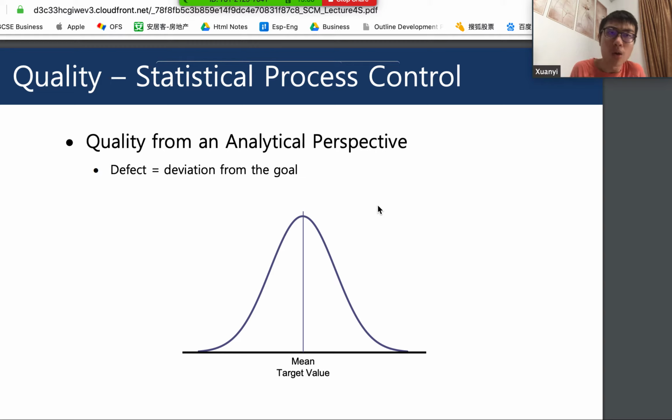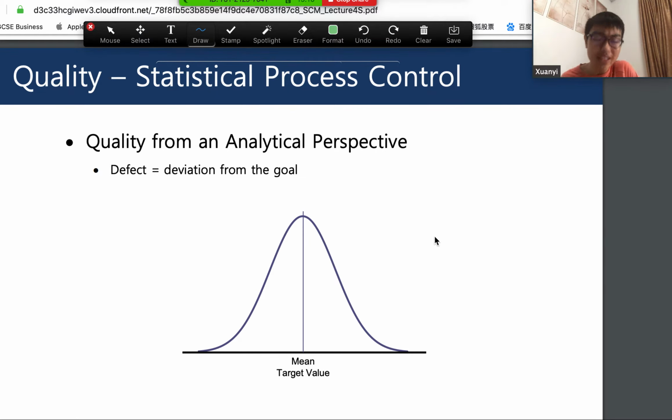Now let's briefly talk about statistical process control. We are not trying to get too technical right here, but we're trying to get the logic going. So before, what we have to understand is that we always have a mean, which is a goal that we want to achieve. So mean is definitely important. It is a goal we want our production to achieve.